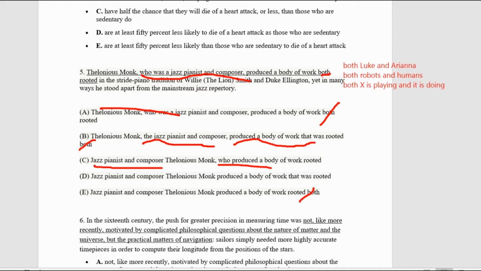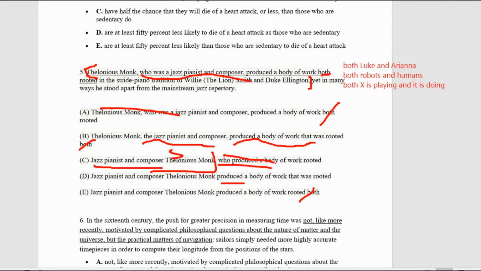where is the subject in the first? Where is the verb in the first sentence? There won't be any verb. Only this part will remain, without the subject, without the verb. So there will be the subject and no verb in the second part, but the second part will be "in many ways he stood apart from." That's why here it is illogical to use "who produced a body." That's why we should just say "Thelonious Monk, jazz pianist and composer, produced a body of work, yet in many ways he stood apart."